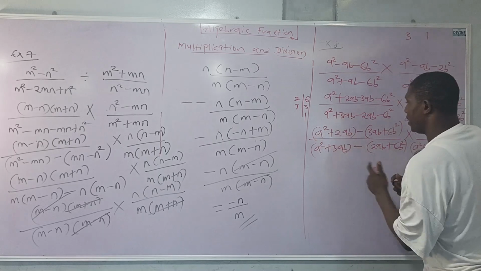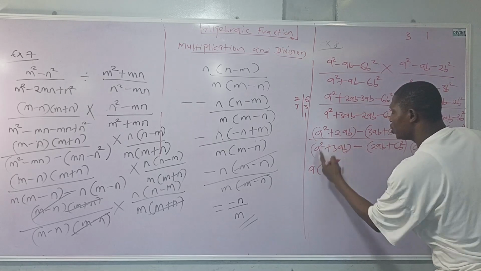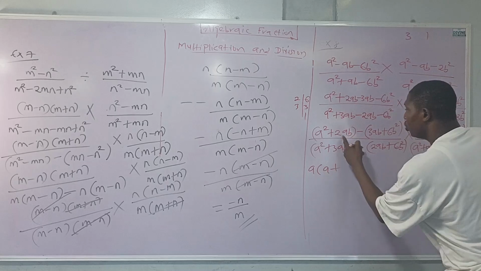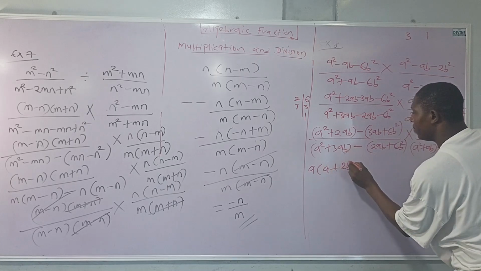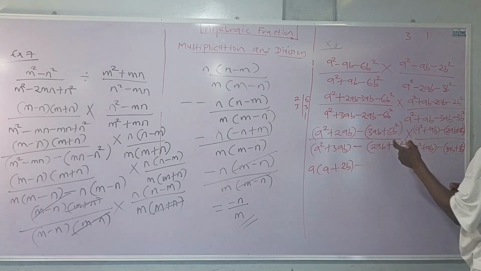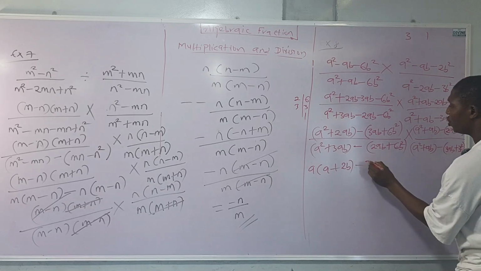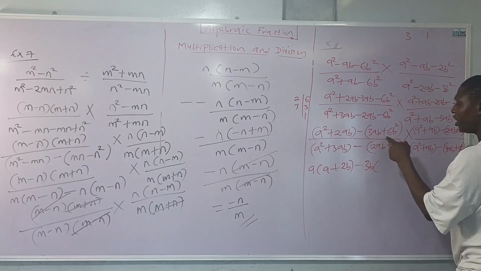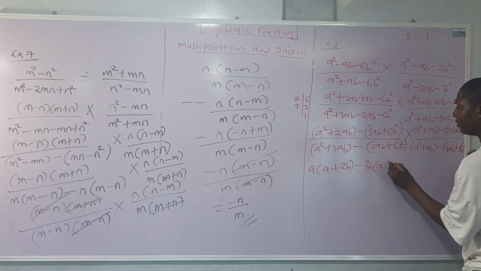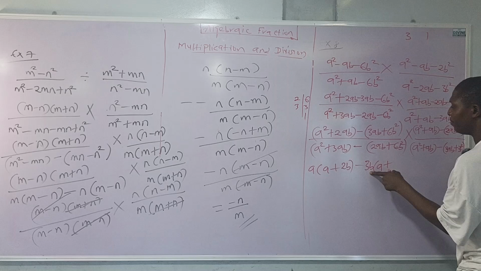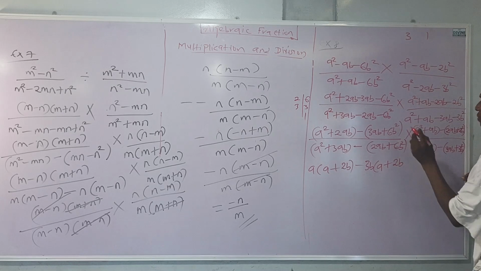Now a is common here. I'll simply factor out my a. A squared divided by a is a. 2ab divided by a is 2b. Minus, what's common here is what? 3 is common and b is also common. So I'll bring my 3b out. 3ab divided by 3b will give me what? A. And 6b squared divided by 3b will give me 2b.